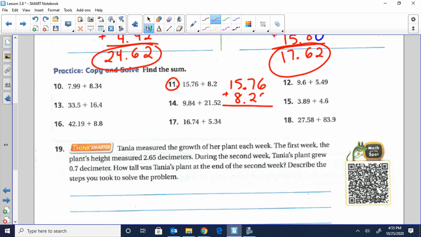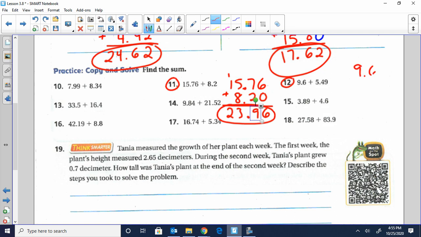We're going to add a 0 if needed and go 6 plus 0 is 6. 7 plus 2 is 9. Bring our decimal point straight down. And you can't bring it straight down unless you line those decimal points up. 5 plus 8 is 13. And then 1 plus 1 equals 2. 23 and 96 hundredths.